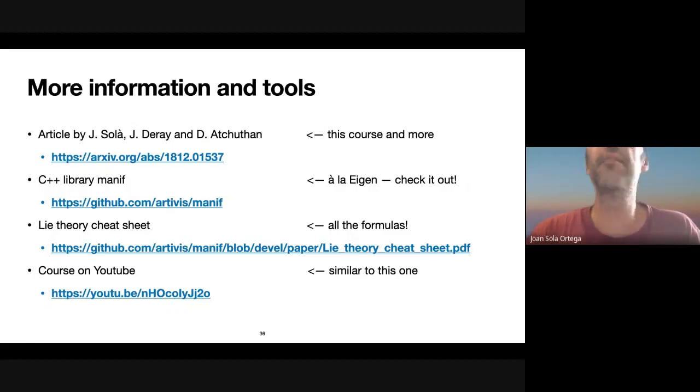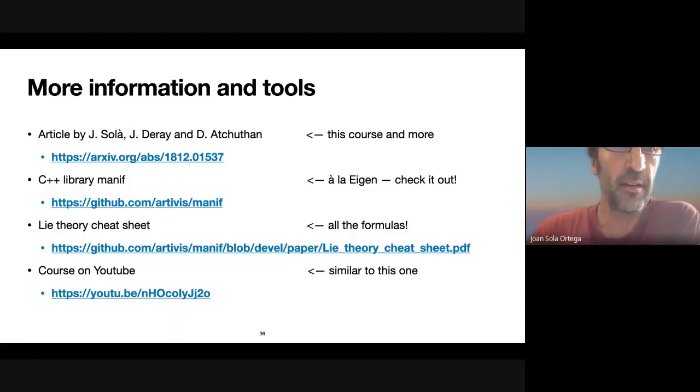And we already have, I don't know, SO2, SO3, SE2, SE3. We have translations on the plane. We have an IMU group. So there are a number of groups there. More groups can be contributed.